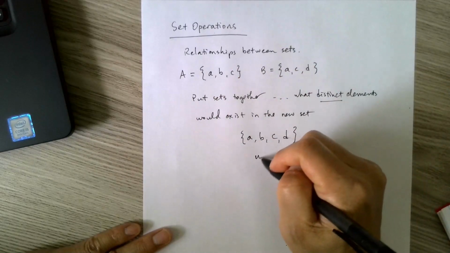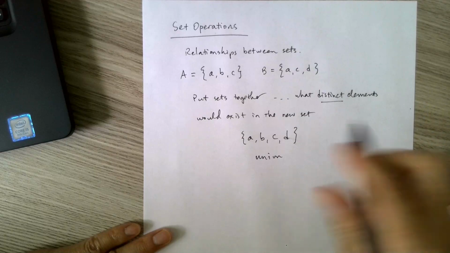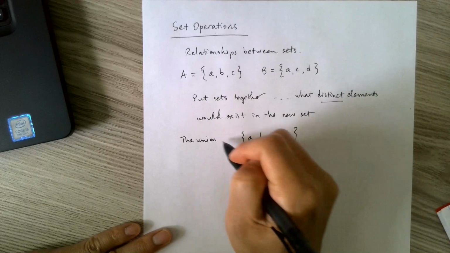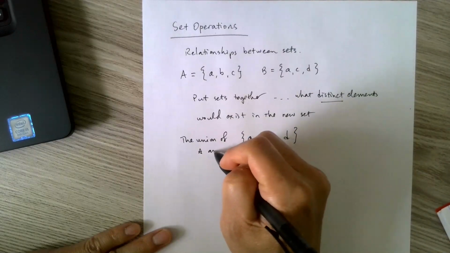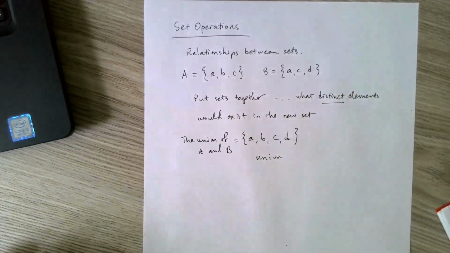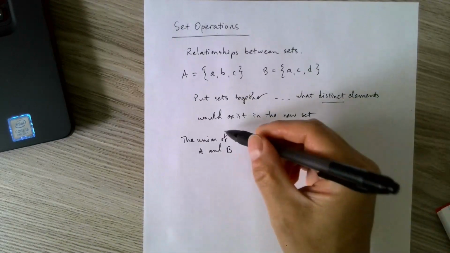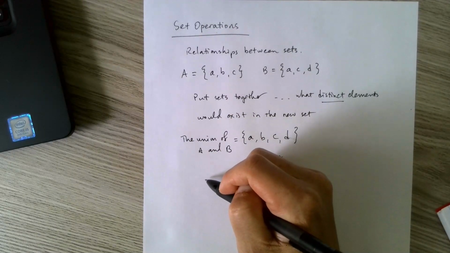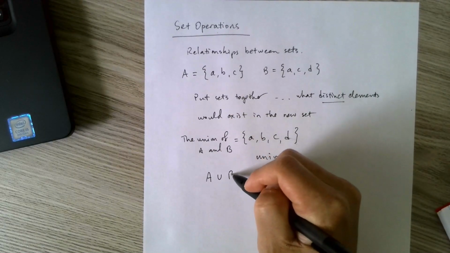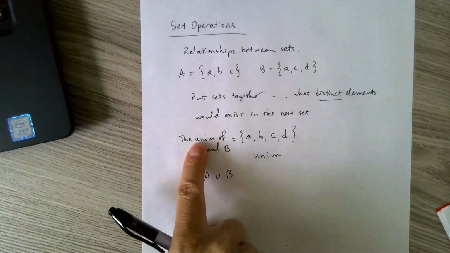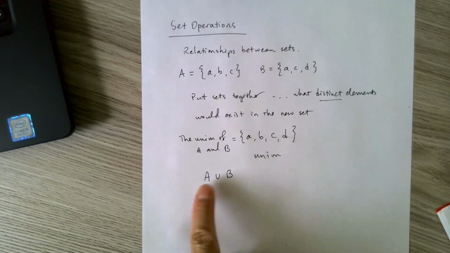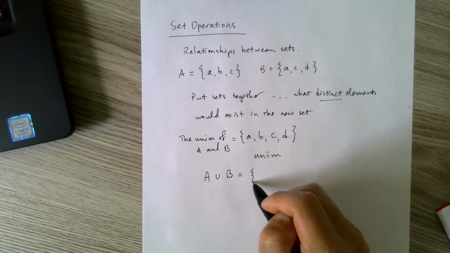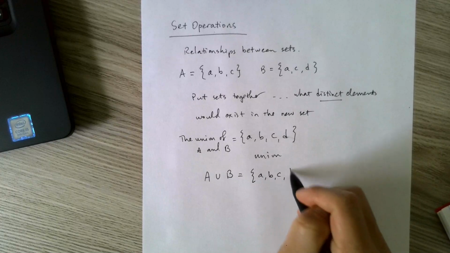And we call this a union. So this is the union of A and B equals that. Okay. Now this English is a little wordy, so in symbolic language, this is how we would write the union of A and B. This symbol right here. A union B. The union of A and B is A, B, C, D.